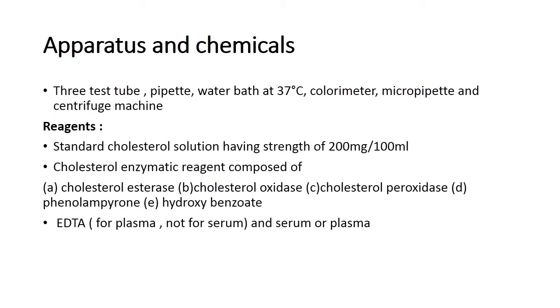Apparatus, reagent and chemicals required for the analysis of cholesterol. We need 3 test tubes, pipette, water bath at 37 degrees centigrade, colorimeter, micropipette and centrifuge machine. Chemicals required are standard cholesterol solution having strength of 200 mg per 100 ml and cholesterol enzymatic reagent composed of cholesterol esterase, cholesterol oxidase, peroxidase, phenol, 4-aminoantipyrine, hydroxybenzoate, and EDTA.